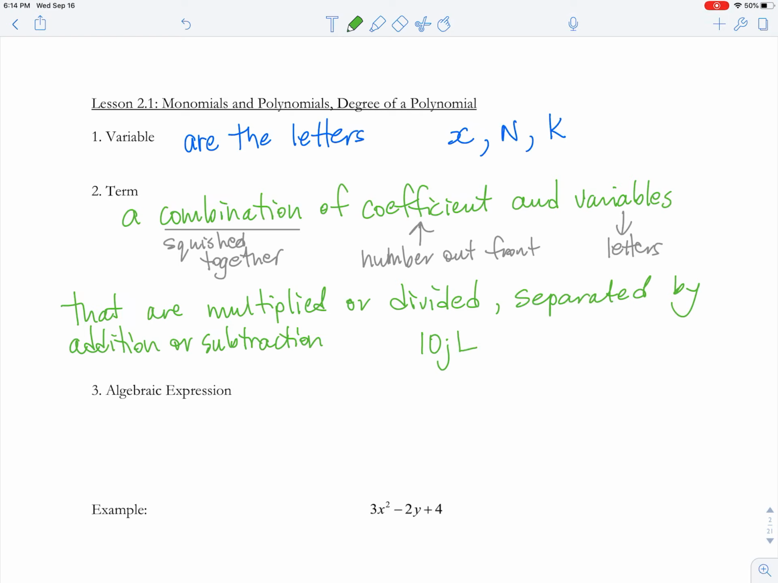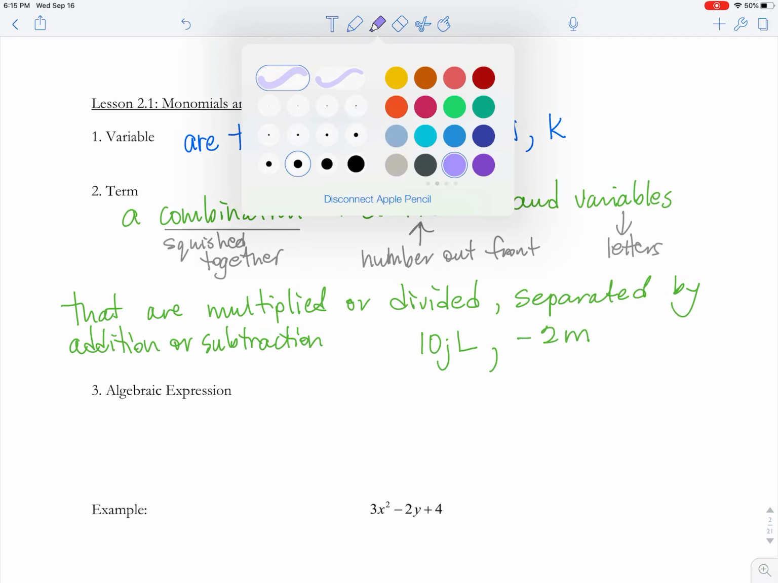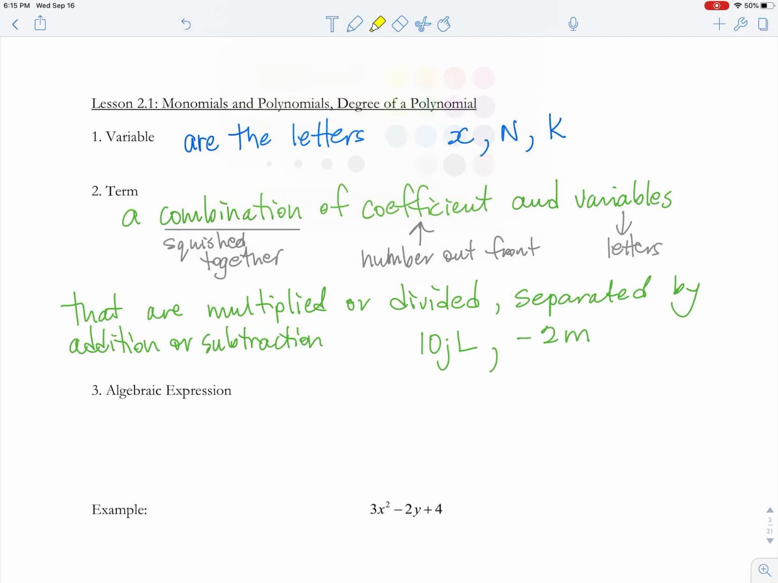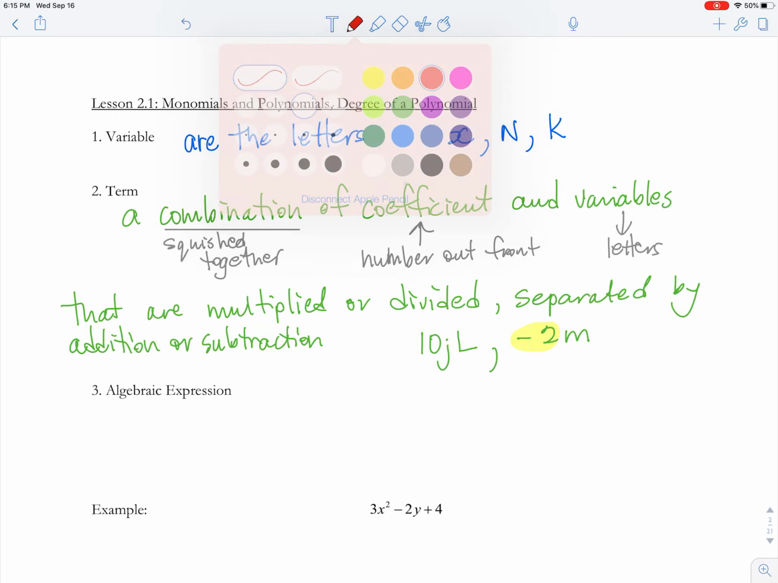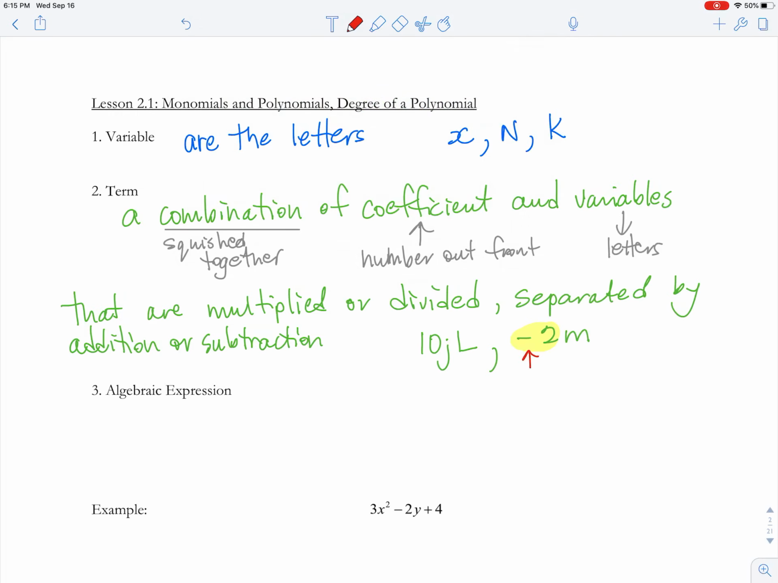So some examples of these could be if we have 10JL, that would be a term because we have a number out front, then the letters J and capital L. Another one could be minus 2M. And I'm going to point out that when we're dealing with coefficients, the sign out front goes with the number that comes after it. That's so important. I'm going to write a little note about that: the sign goes with the number that comes after it.